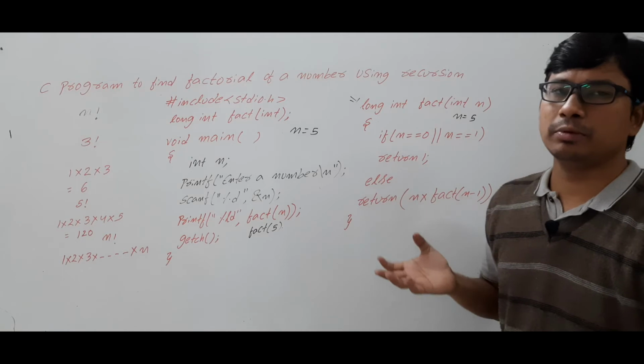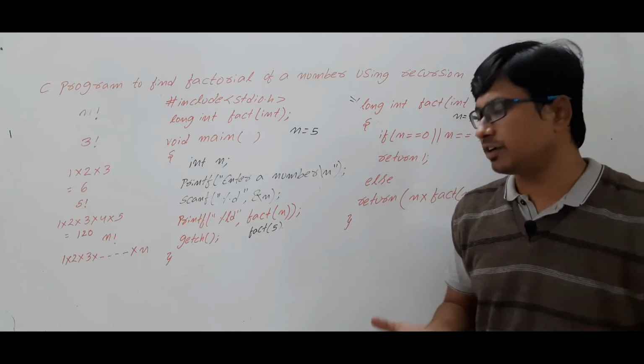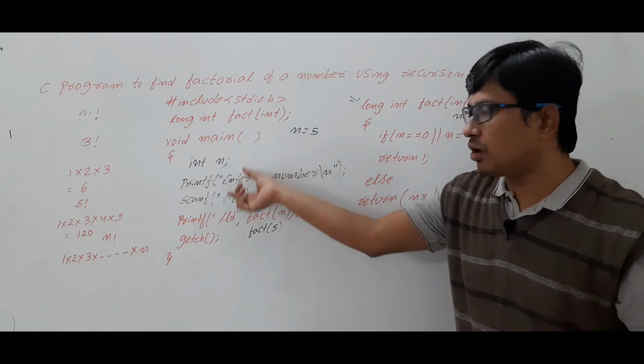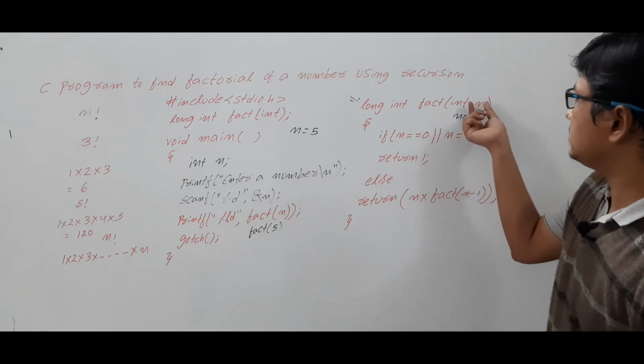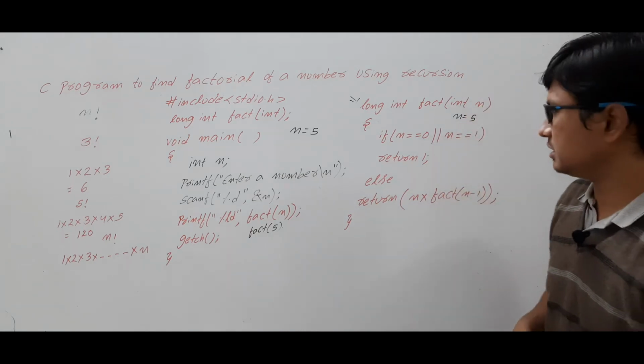Actual parameter and formal parameter can have the same name or different names, because this n is a local variable for this function and this n is a local variable for this function.